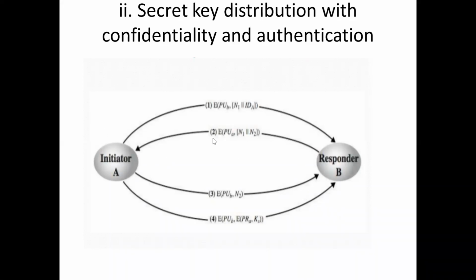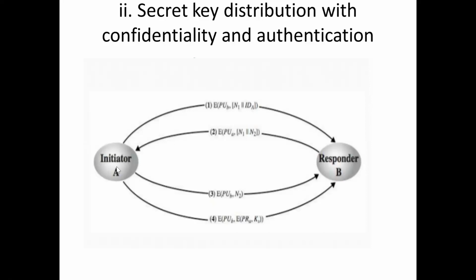After receiving this, the responder has to send to the initiator. The responder encrypts by using the initiator public key, that is PUA. What it includes means this nonce N1 concatenated with the responder nonce, N2.